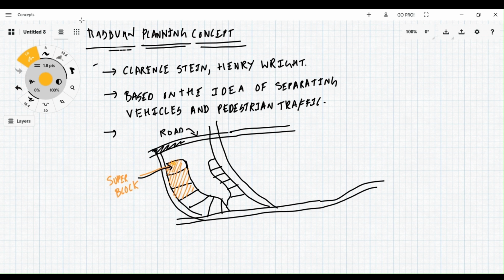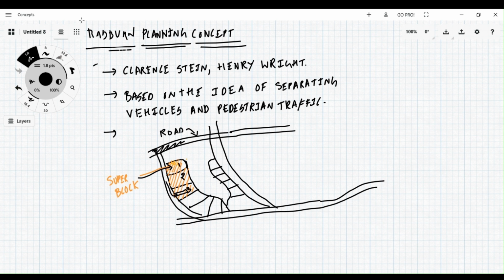All these superblocks are connected on the front side with the vehicle. Suppose this is superblock number one, superblock number two, superblock number three. From the main collector road you will get the access. Access has been given to the superblock for vehicles. Suppose my car comes to this direct road, and it will go into this superblock. The backside, everything there, is free from traffic.